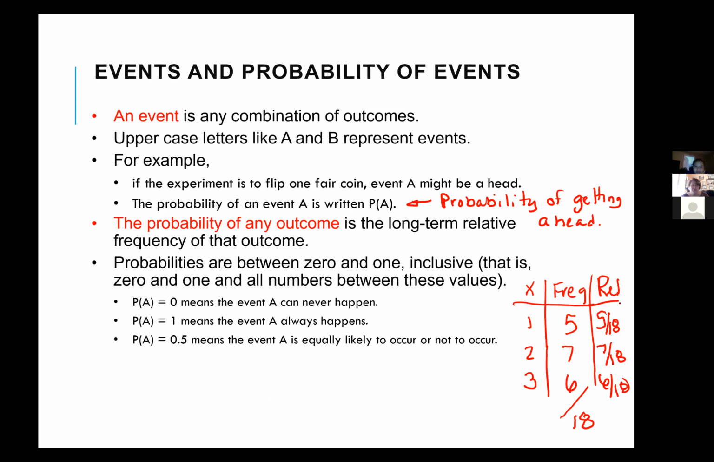Probabilities are always between 0 and 1. You can never get a negative probability. You can never get a probability that's larger than 1. So every time you hear a coach say, my players gave 150%, no, they can't do that. You can only give 100%. That's all you got. You can't give 150%.